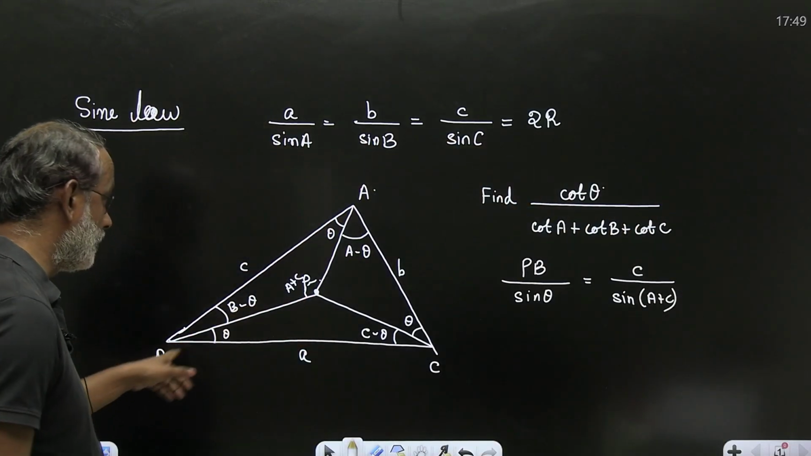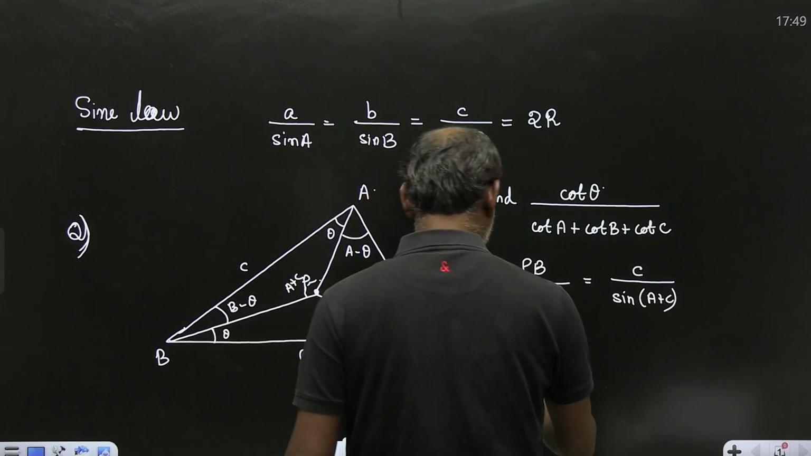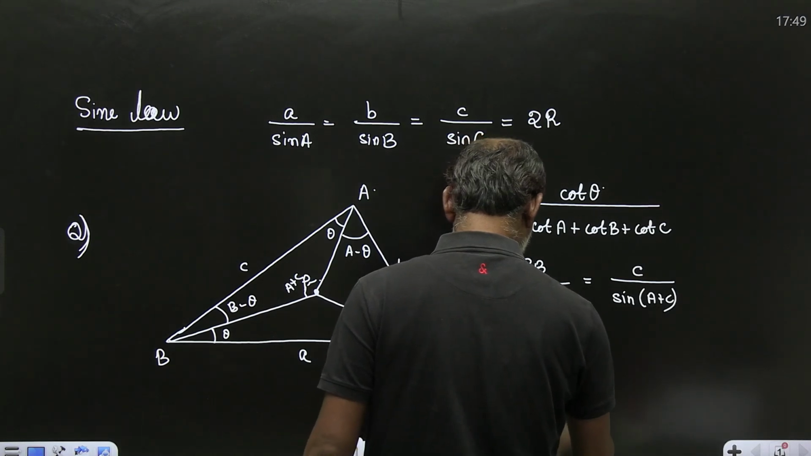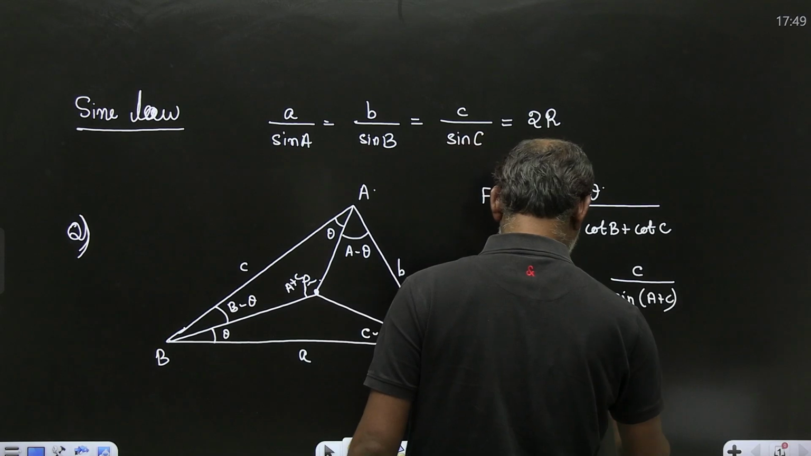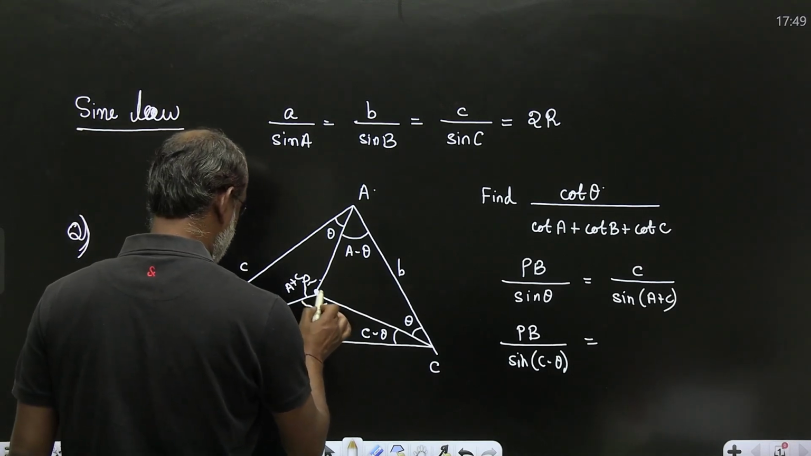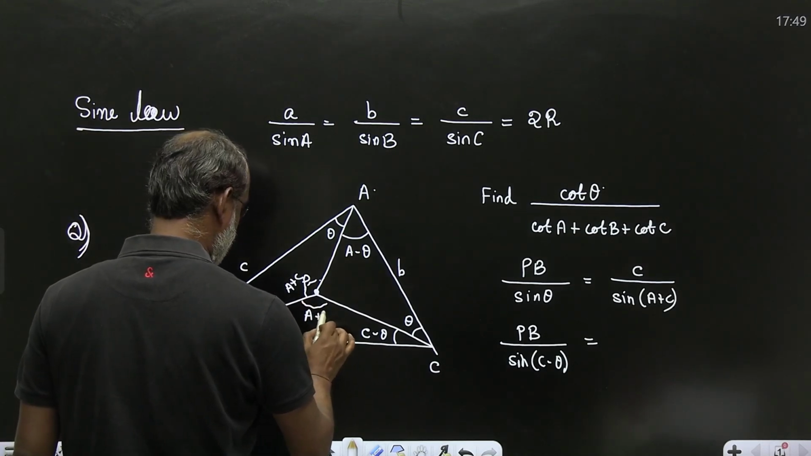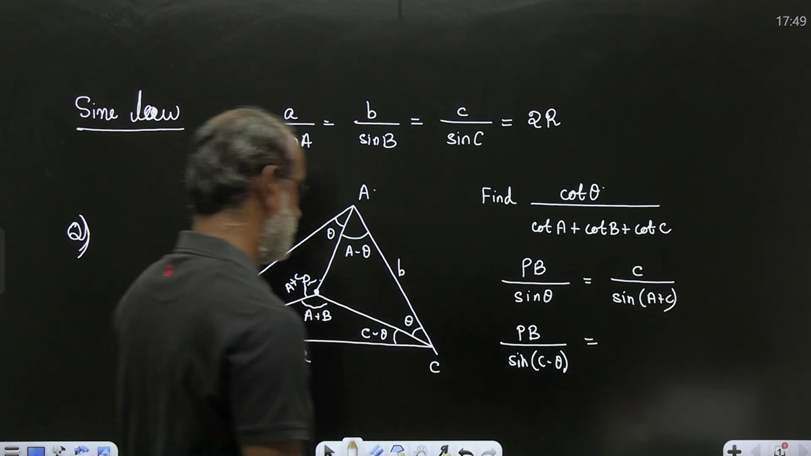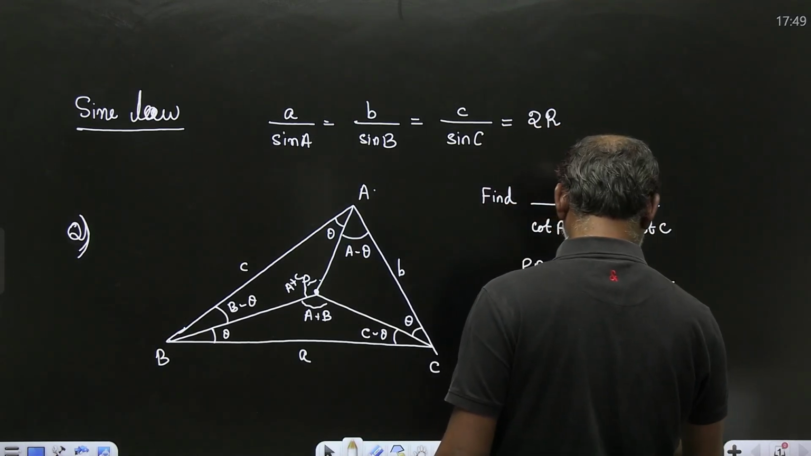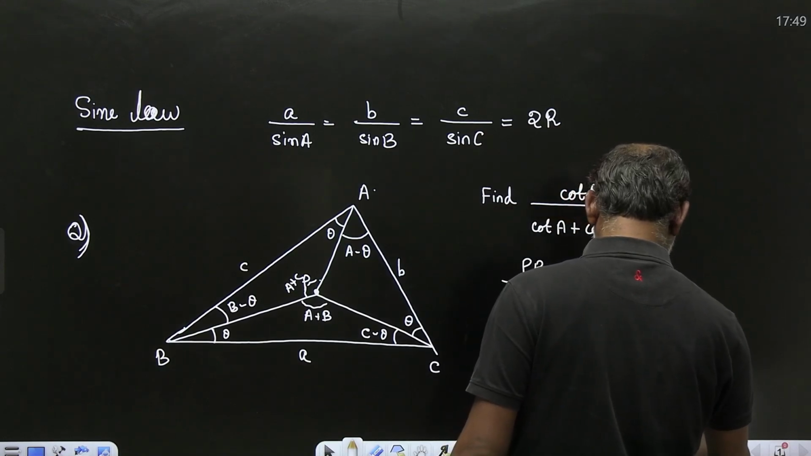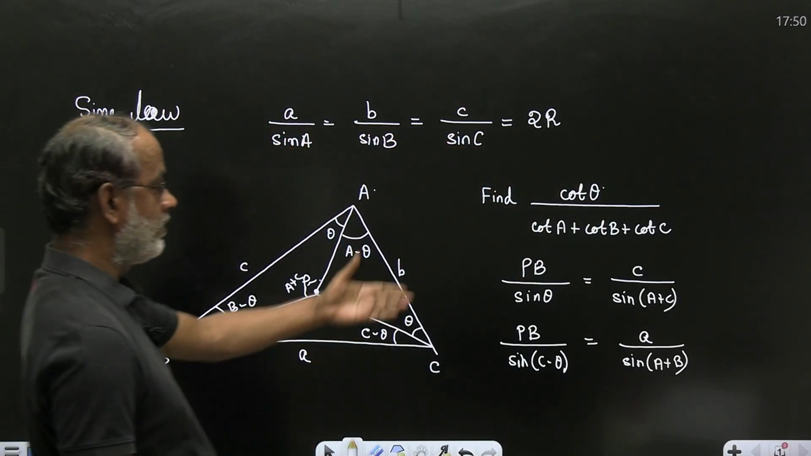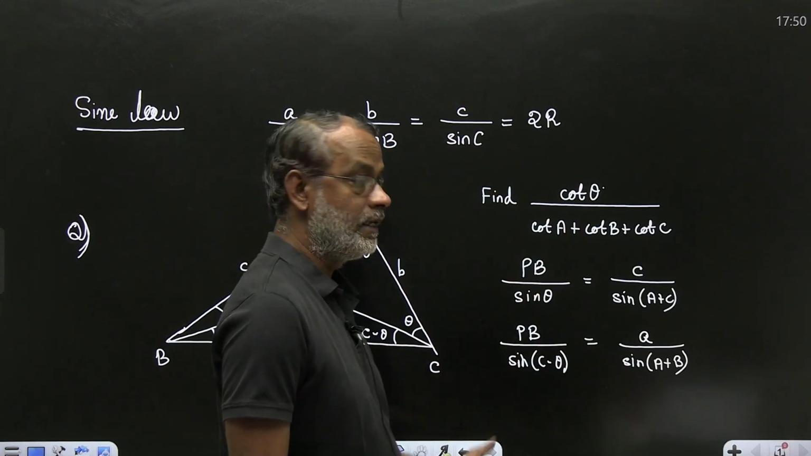Now let us take this PB only. PB upon sine C minus theta is equal to a upon, this is C minus theta, this is theta, so as in the previous case this would be A plus B, sine A plus B. The purpose of introducing PB on both occasions was that now we can find PB from this and equate, or we can simply divide these two.